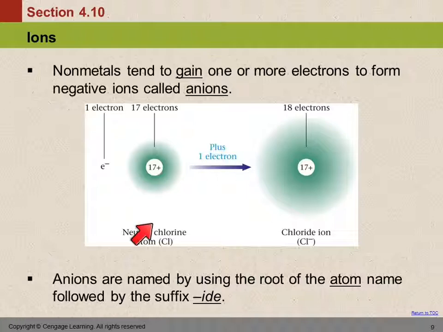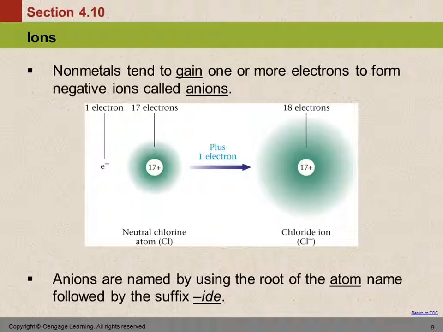Here we have a chlorine atom, 17 protons, 17 electrons. Nonmetals tend to gain electrons, and we'll understand why that is later. But it's going to gain an electron. So now it has 18 electrons, 18 negative charges, and only 17 positive charges, so overall it has a -1 charge. So the chlorine atom becomes an ion.